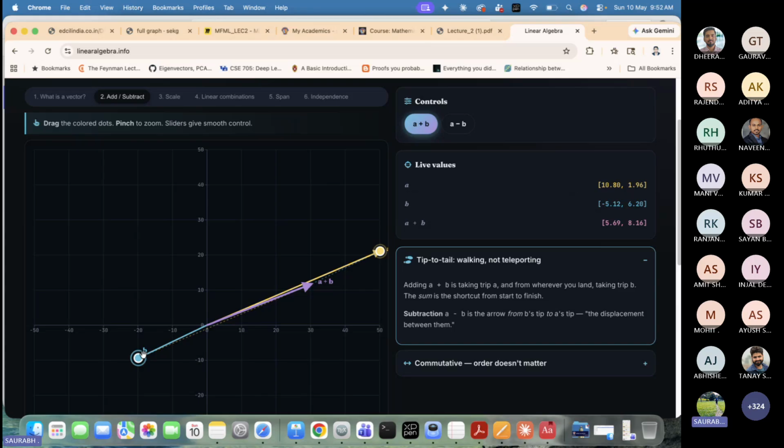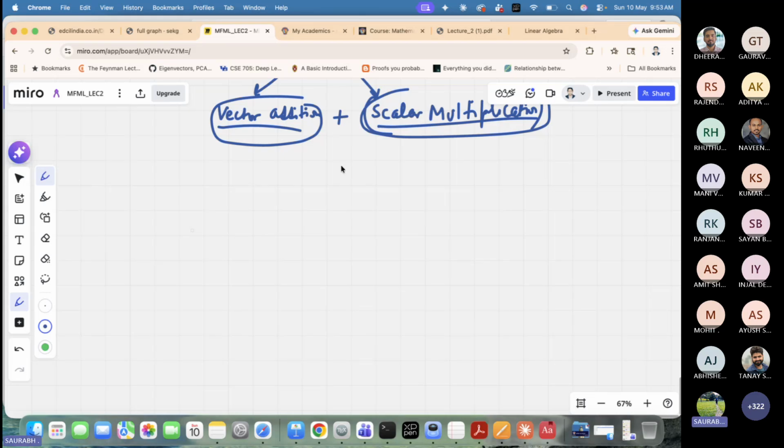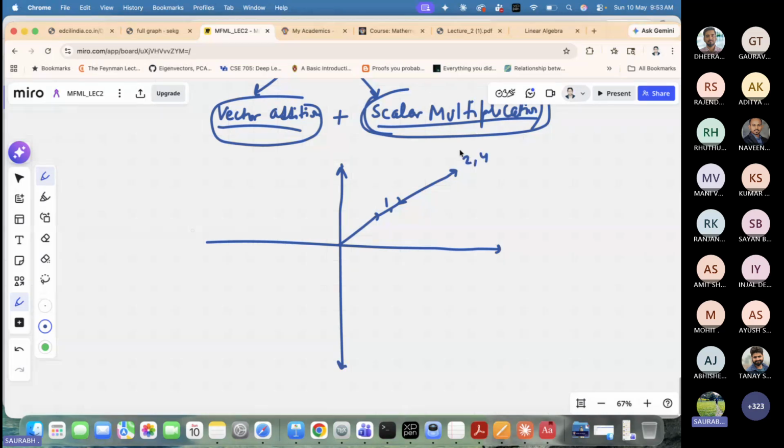So let's say that this is what we have. Let's say we have the first vector, which is 1 2, and the second vector, which is 2 4. These are the two vectors that we have. Now 2 4 obviously is a scaled version of the first one. So we had the vector 1 2, and we have the new vector 2 4, right?